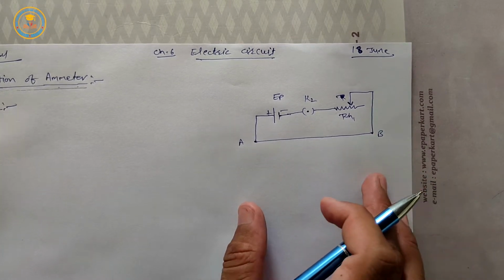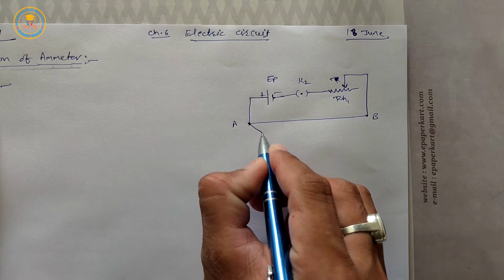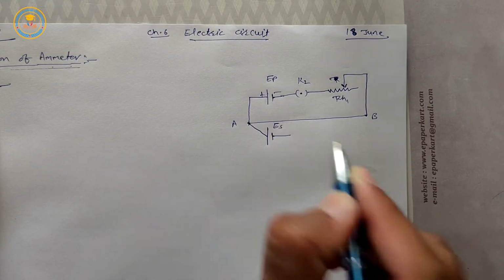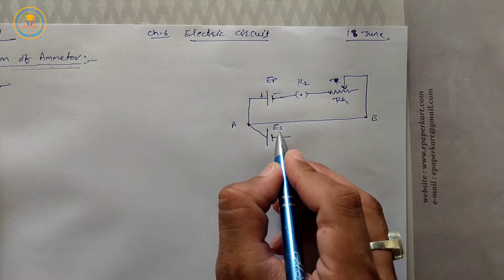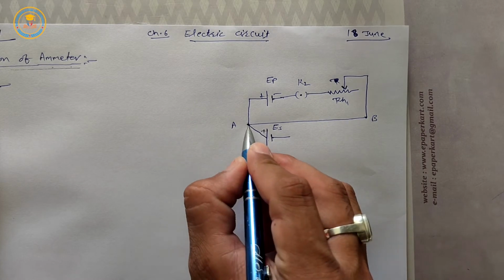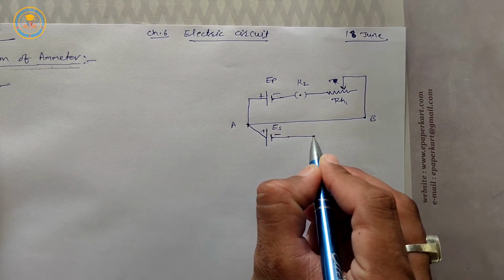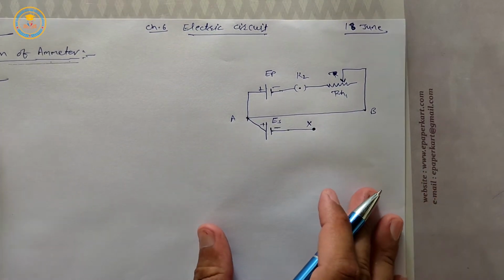Okay, now in the secondary circuit we have a standard cell ES. The positive terminal of this standard cell is connected to point A, and the negative terminal of this cell is connected to the X terminal of a two-way key.